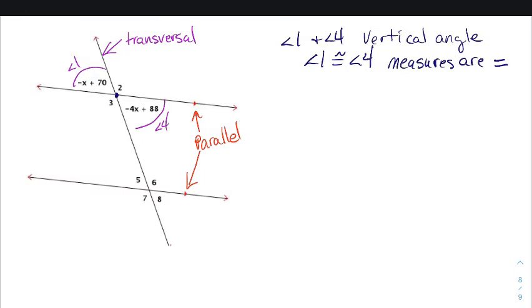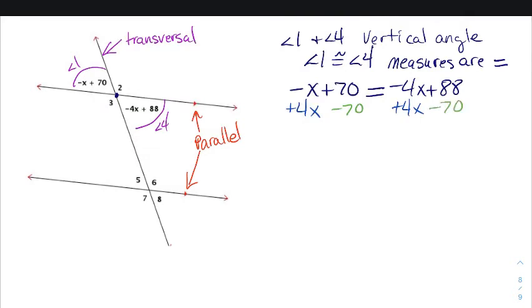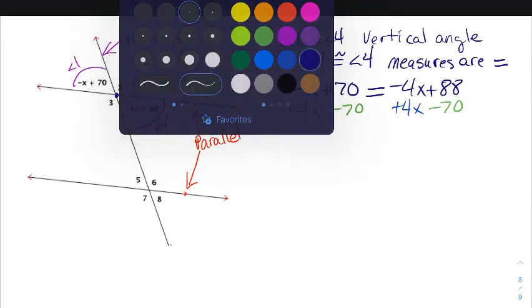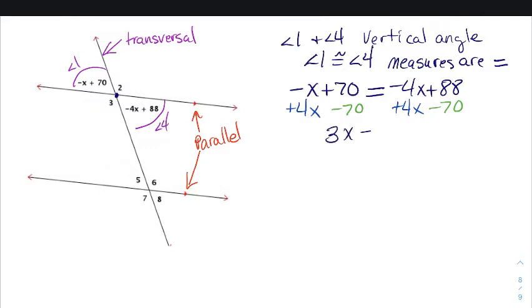So we can set these two equal to each other. So negative x plus 70 is equal to negative 4x plus 88. All right, so let's go ahead and solve for x. I, again, like my x's to be positive, so I'm going to move the negative 4x over to the left. And to save some space, we'll go ahead and subtract 70. And now we have 3x equal to 18. Divide by 3, and we get that x is equal to 6.